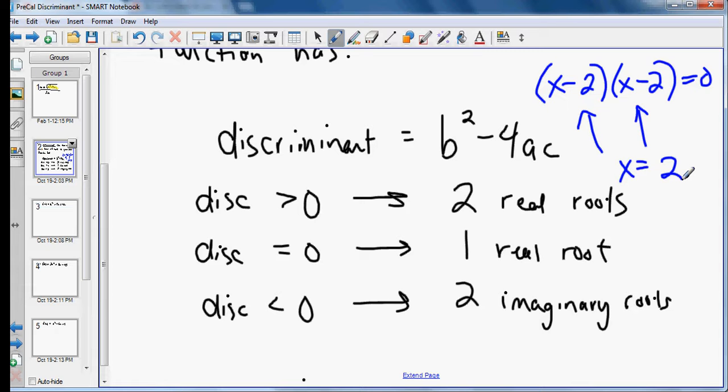So again, we will plug in these numbers. If the result of b squared minus 4ac is positive, then there are 2 real roots. If it's equal to 0, then there is 1 unique real root. And if it's negative, then there are 2 imaginary roots. So let's try this out.